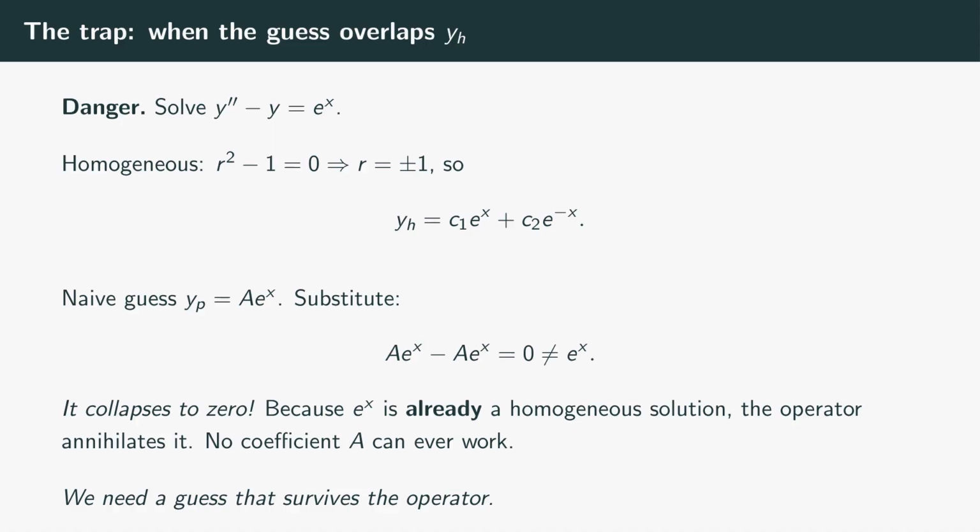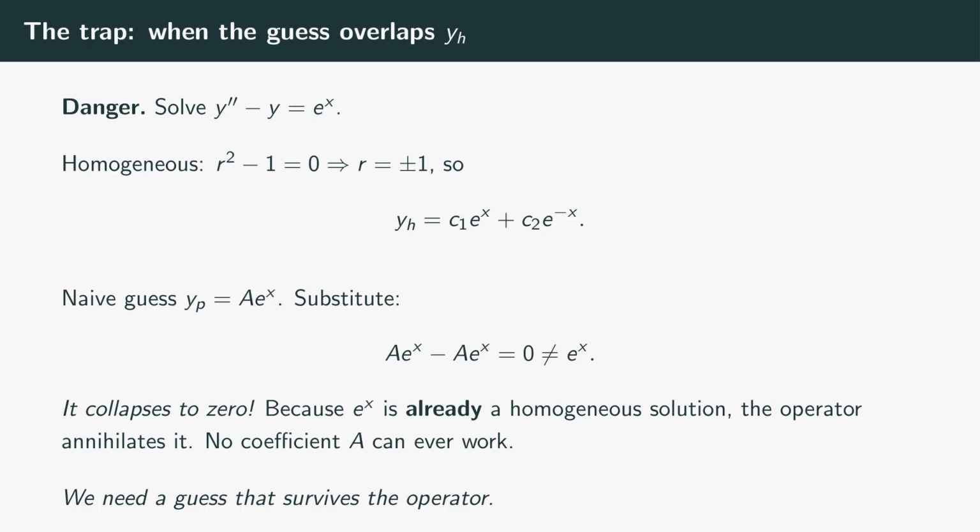Now the famous trap, and you will hit it constantly, so watch carefully. Solve y'' minus y equals e^x. First, the homogeneous part. The characteristic equation is r squared minus 1 equals 0, with roots plus and minus 1, so the homogeneous solution is c1 e^x plus c2 e^(-x).